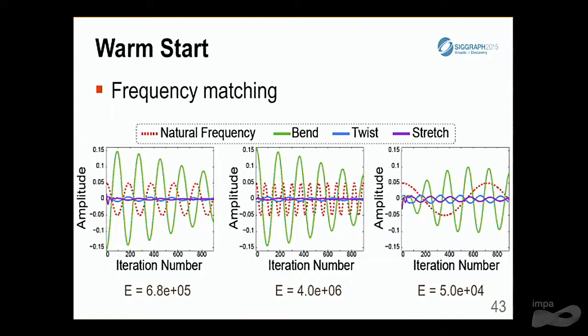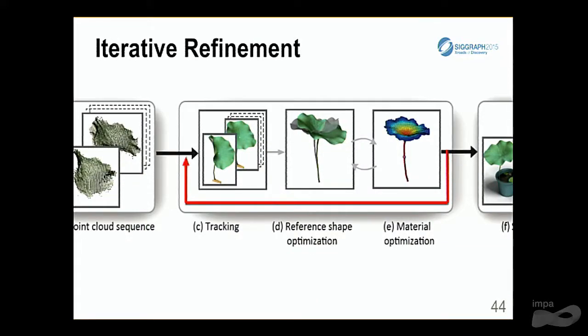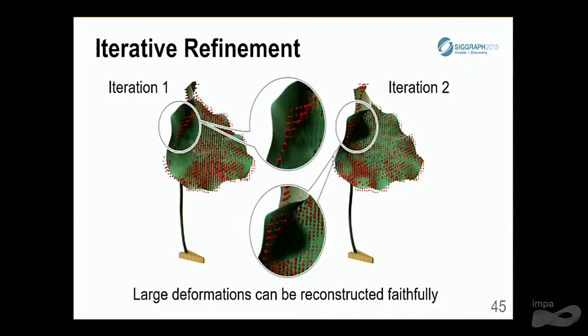I'm going to skip this because it is independent of where we're going. So once we found the reference shape and the material optimization, this is based on data that actually assumed, so this is just one iteration, so we go back here and do the whole thing again. Track again, and then once again optimize this. And hopefully converge within a few iterations. I'm going to skip this.